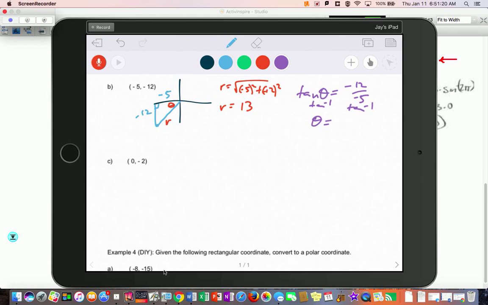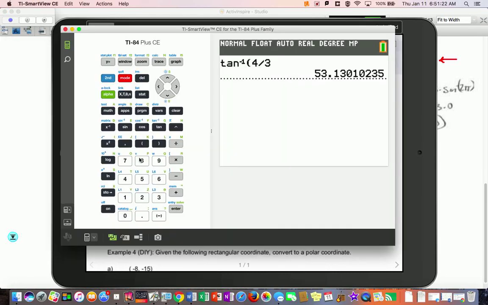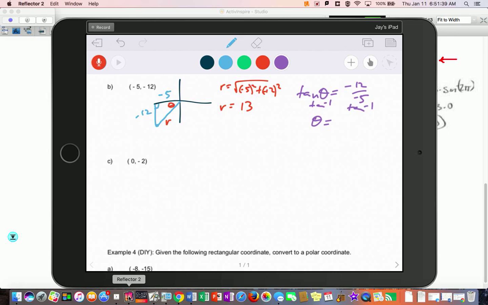so again, go to the calculator, second tangent. They're both negative, so you can skip typing in both negatives. And I get 67, let's just call that 67.38, that's fine. But that's theta, like right here.